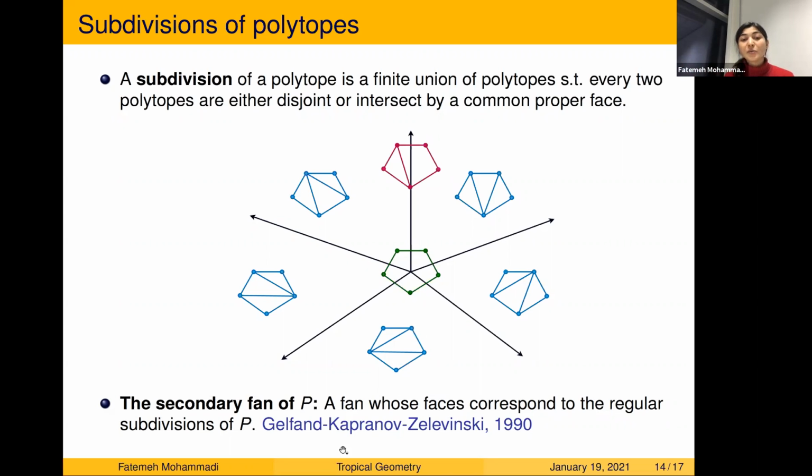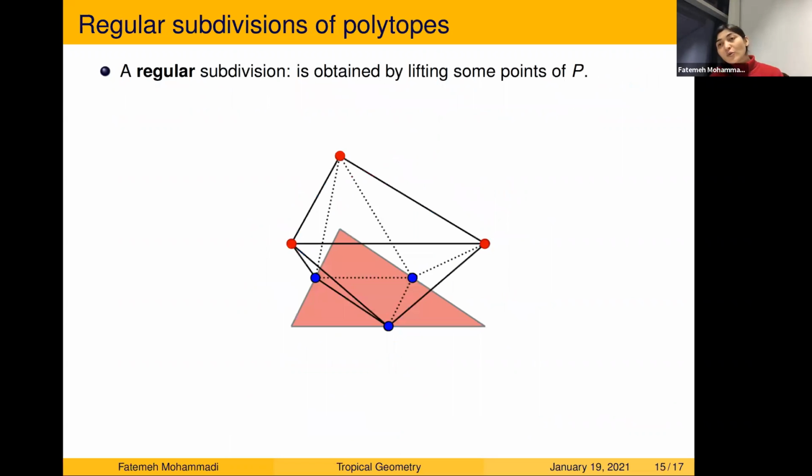Okay, so there is this beautiful theory of secondary fan and secondary polytope that says if you look at all regular subdivisions of your polytope, they form a fan, and this fan has some nice properties. Okay, so that was just looking at the subdivisions. And then what is a regular subdivision?